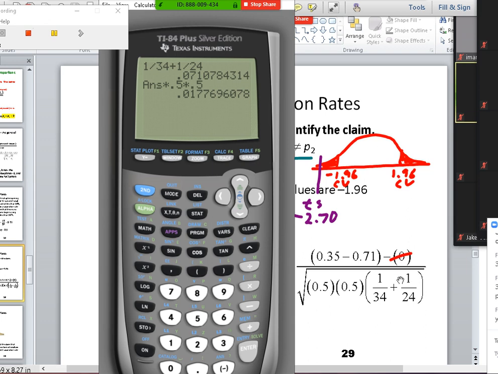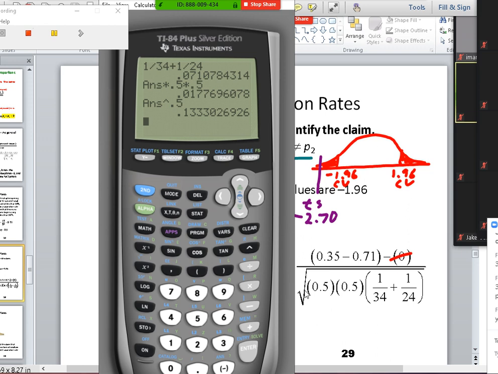Easiest way to square root it is to raise it to the 1/2 power. So I'm going to raise it with this little caret up, so raise it to the 0.5 power, the 1/2 power. Enter. That's my denominator: 0.13330. Write that down somewhere.